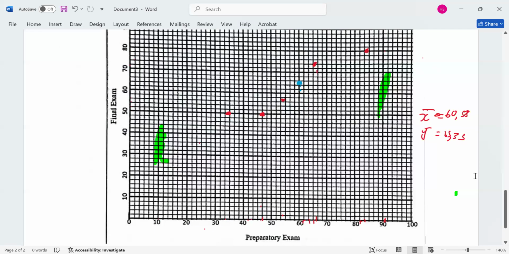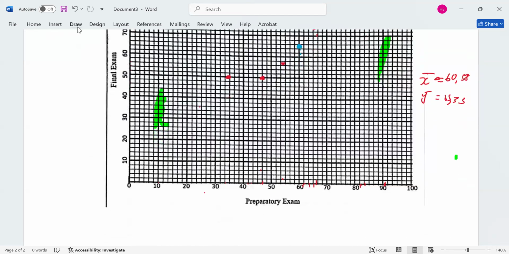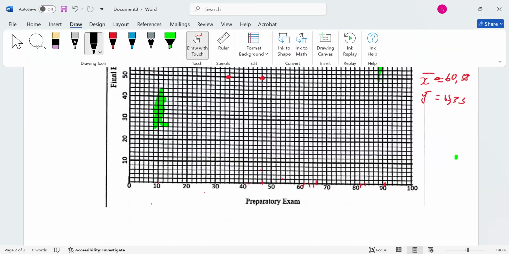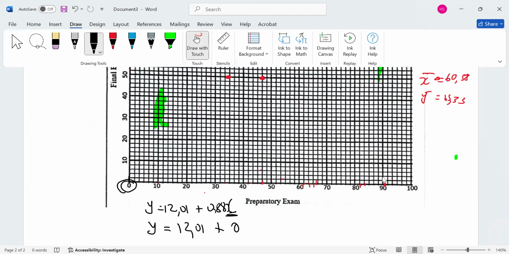If Elena chooses 10, they can go to the equation and substitute 10. Remind me, what is our equation of the least square regression line? y equals 12.01 plus 0.88x. So you can put 10 here. Everywhere I see x, I can put 10. But the simplest one is to take this value, whatever value is written here. So if x is 0, we have y equal to 12.01, which is approximately 12. So I'll come and say here I have.